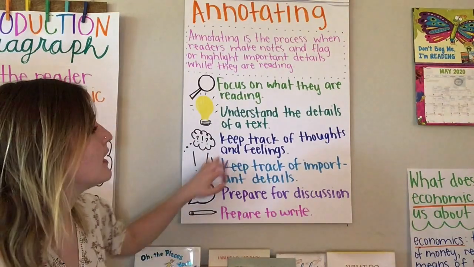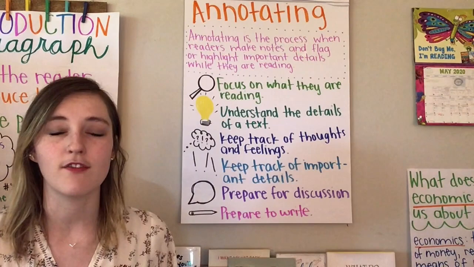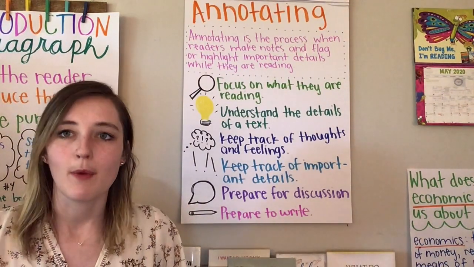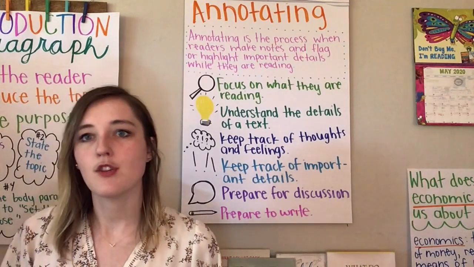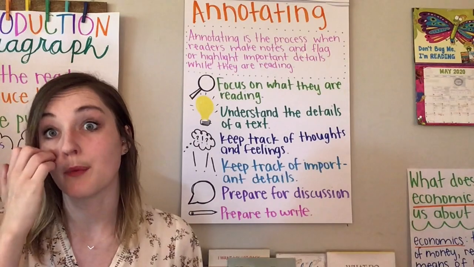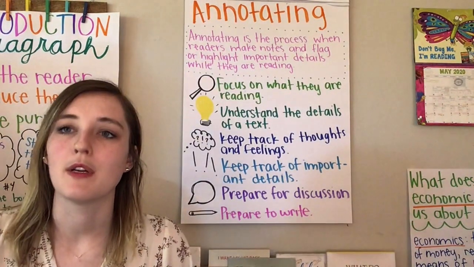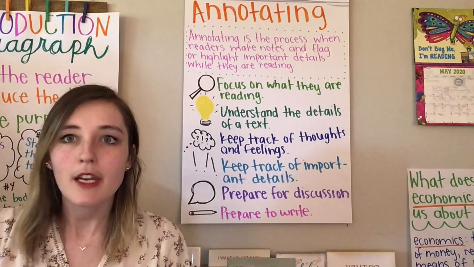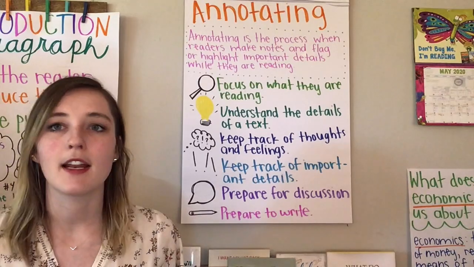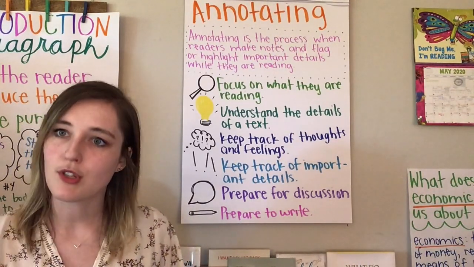What else it does is it keeps track of your thoughts and feelings. So it keeps track of readers' thoughts and feelings as they're reading this text. They can write in the margin, they can write things that are interesting, you can ask questions. Another thing it does is it keeps track of the important details. So rather than going back and rereading the entire text, what you can do is look at the things that you annotated, that you highlighted, circled, underlined, wrote in the margin in order to focus your details on what you think is important.